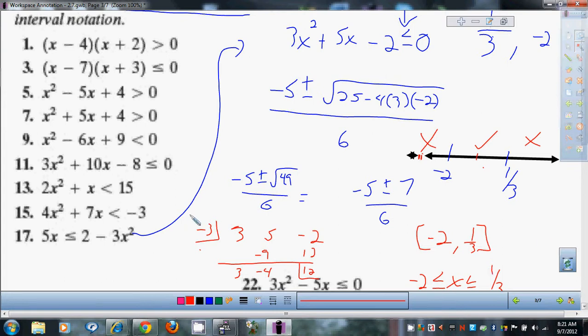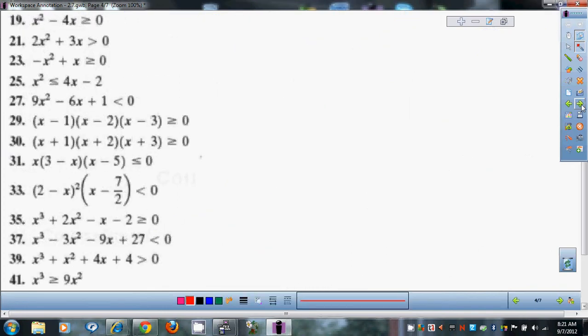All right. All of these are going to work that exact same way. In my opinion, that's the hardest one on the page. So if there's no questions on that one, we'll just move on. All right. Here are the rest of the ones in that same section. 19 through 27 are the exact same as the one we just did. They're just quadratic. 29 through 41 are a little different because there are 3 of them.